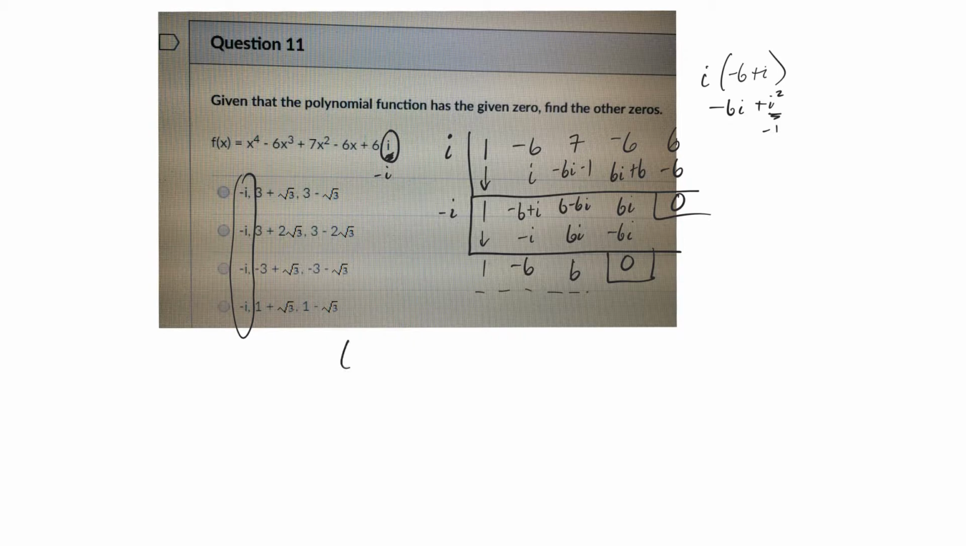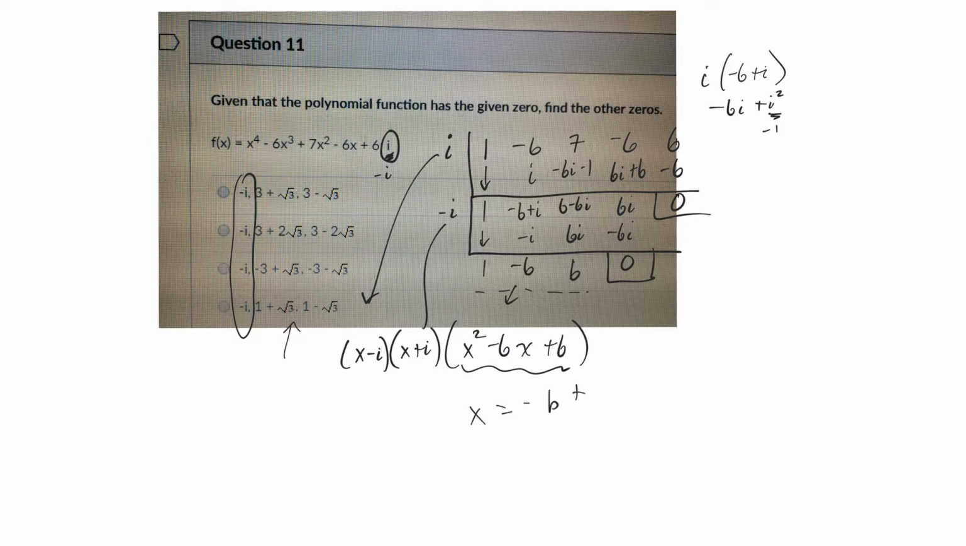So I have, from this one, it would be x minus i. From this one, it'd be x plus i. And from this, it'd be x squared minus 6x plus 6. So to find the other zeros, I'm going to have to take this and factor it if I can. From what they're showing me here, it doesn't look like you can. Or use the quadratic formula. So away you go with that to finish it.